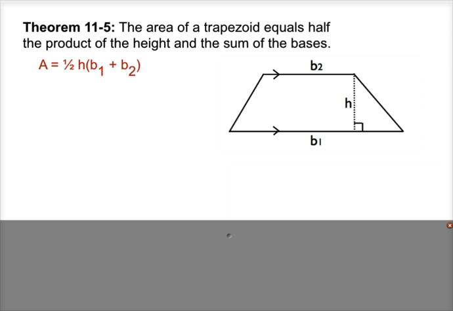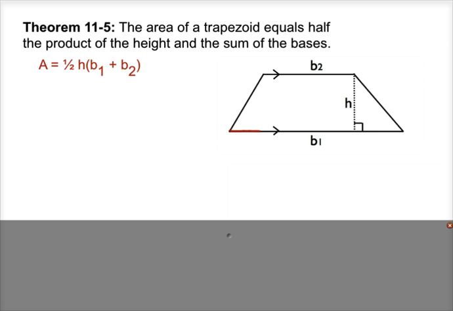Theorem 11.5, the area of a trapezoid equals half the product of the height and the sum of the bases. And I tend to not remember the formula A equals 1/2 times the height times base 1 plus base 2. Here's how I tend to remember the formula. I always relate things back to rectangles.